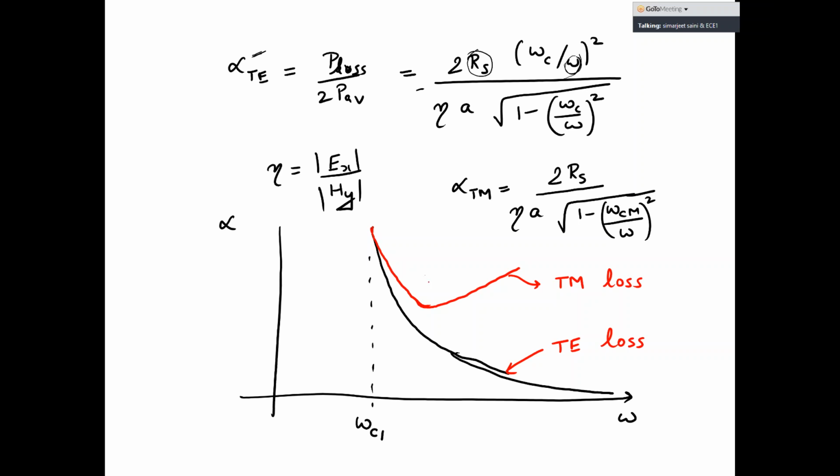TE loss keeps on decreasing as you go to larger frequencies. TM loss decreases and then it starts to really increase. This minima for the mode happens at slightly smaller than 2 times omega C1. It depends on the waveguide, but it happens at a value which is just slightly smaller than twice the resonance frequency. So because of this higher loss of the TM, nobody really wants to use the TM modes. Even if these modes are excited, by the time they travel through the waveguides, most of their energy would be lost. You would not get that energy back. So normal operation of these waveguides happens in the TE mode because of its lower loss.